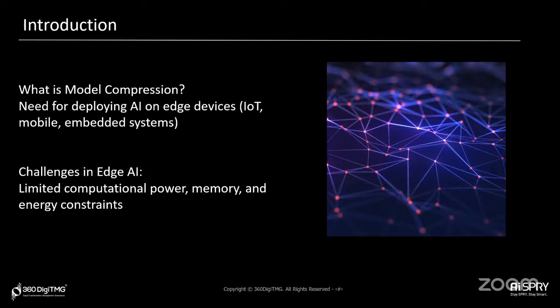So what are the key benefits of doing this? The key benefits are smaller storage footprint, faster inference, and lower power consumption as compared to having a higher or bigger model. The challenges in edge AI are limited computational power, memory, and energy constraints that are there in our local machines.